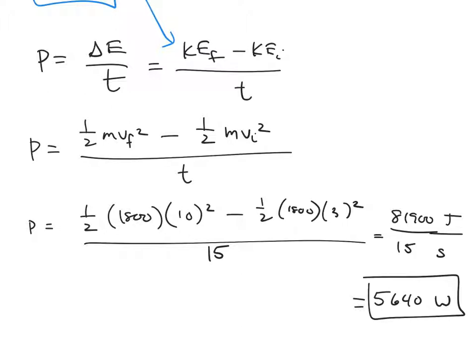I want to pause it there unless there's any specific questions on this problem. Where did you get 10 from again? The final velocity. If you look early in the problem, it says the car accelerates from a velocity of 3 meters per second up to 10 meters per second. So this is the final velocity coming from that, and initial velocity was 3 meters per second where it started. That was given in the problem.